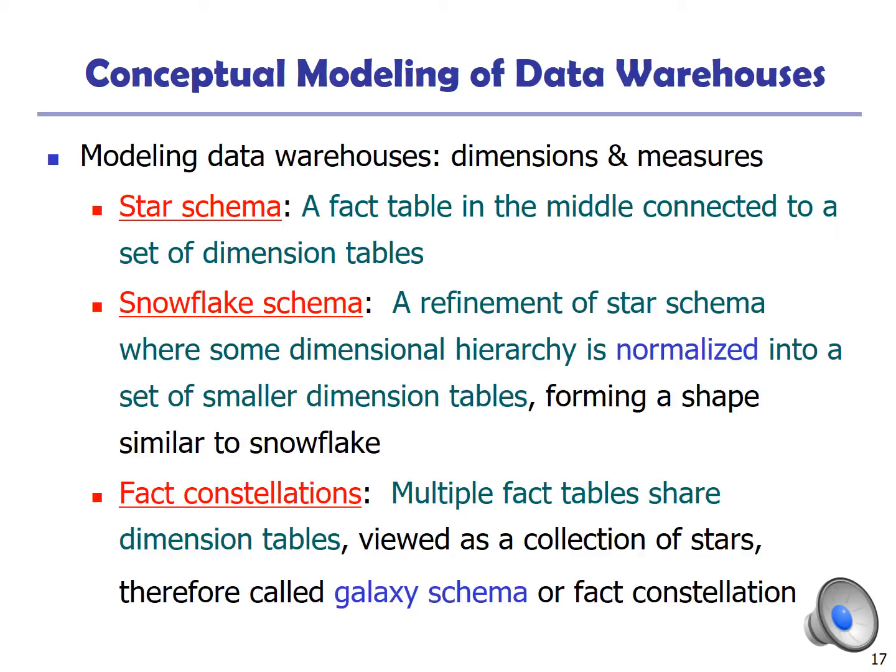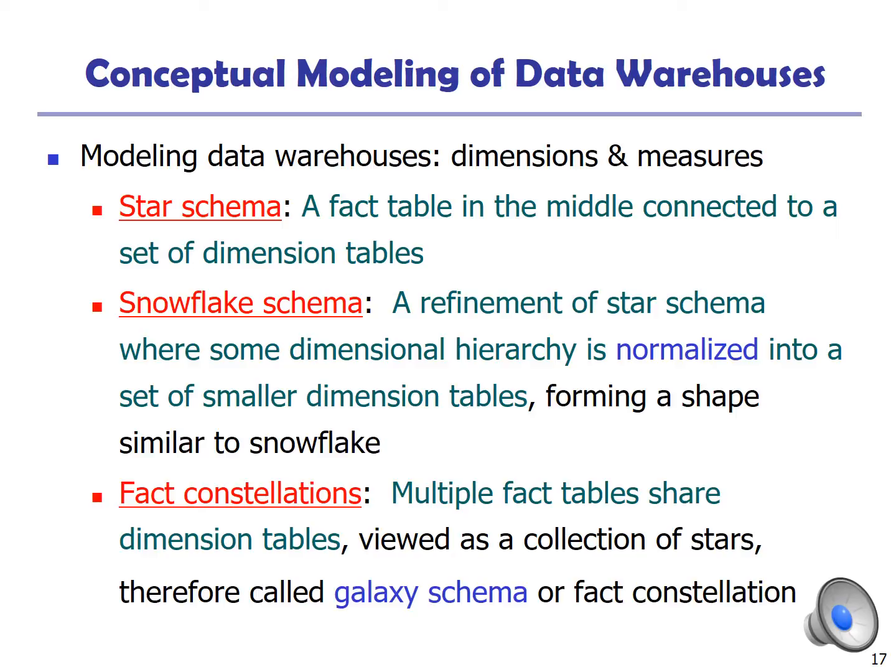The first one is the star schema, which is nothing but the fact table in the middle. The fact table contains keys to all the dimensions. So the fact table points to all the different dimensions, and it's surrounded by the dimension tables, and there are different attributes which describe the dimensions. We're going to see an example of a star schema in the very next slide.